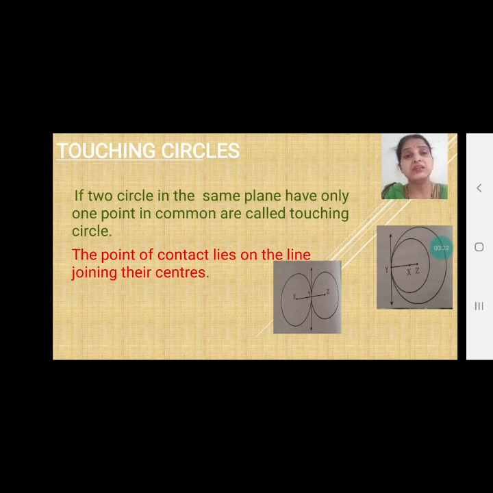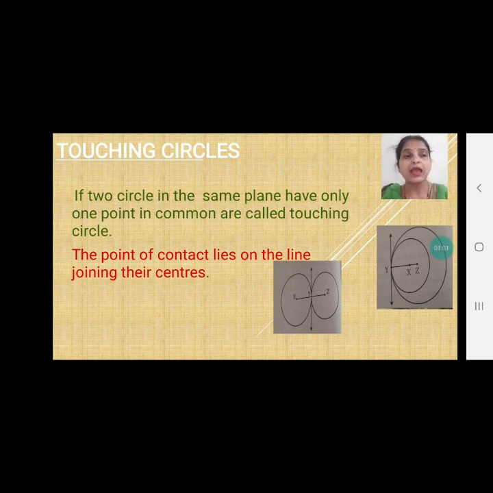They may meet internally, they may meet externally. And the second thing that you have to remember is that the point of contact lies on the line joining their centers. It means that the centers of the two circles and the common point of contact of both the circles are collinear. Now, the circles may touch each other either internally or externally.